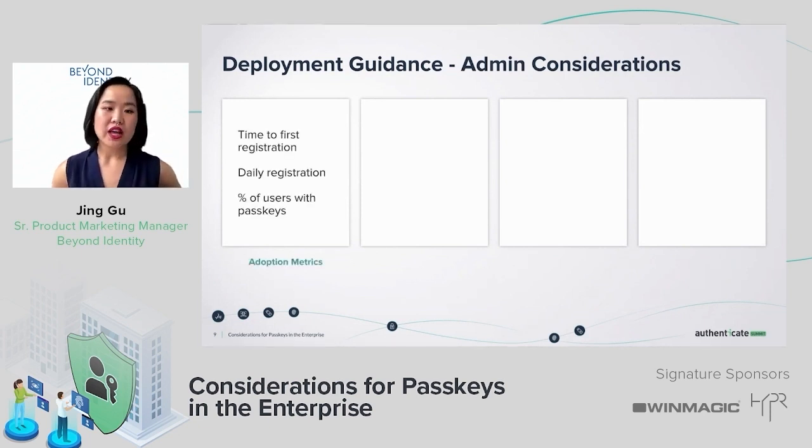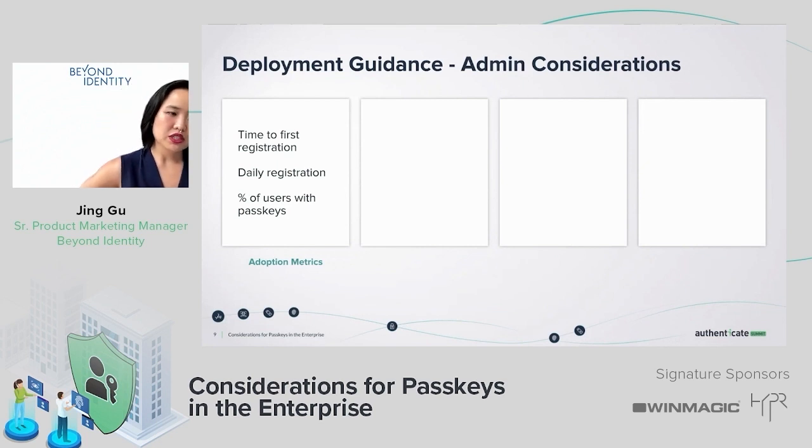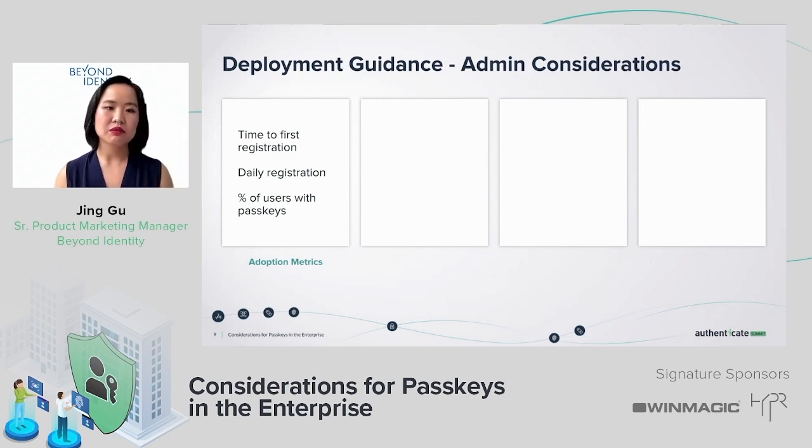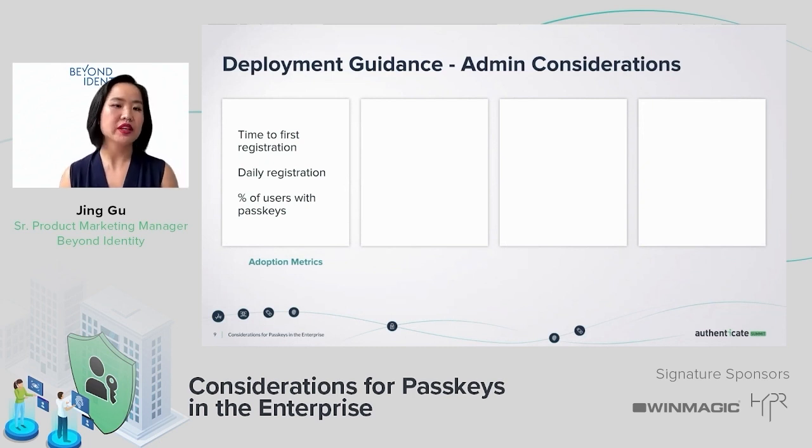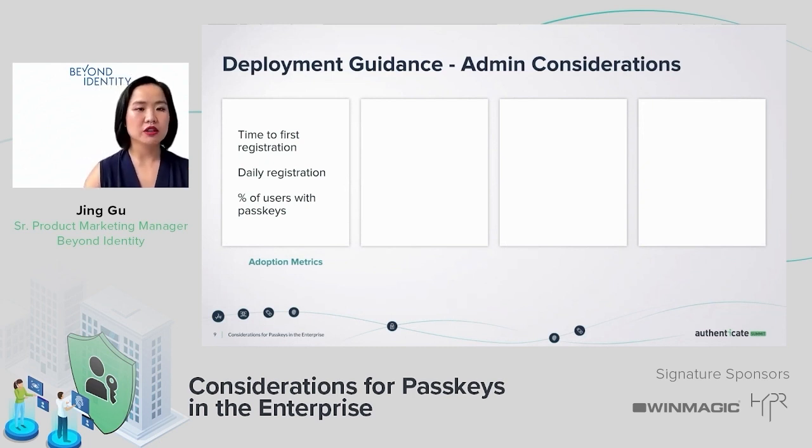So the first category is adoption metrics. This measures how well users are actually able to get started with passkeys. Some of these suggested metrics include: how long did it take them to register their first passkey? How many passkey registrations are happening every day, every week, every month? And is that on par with your expectations? And then, of course, a global view at what percentage of users are actually authenticating with passkeys.